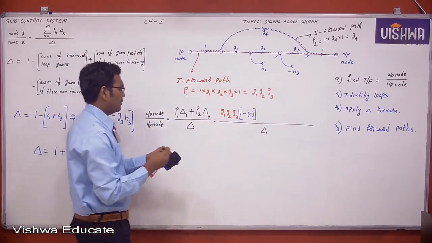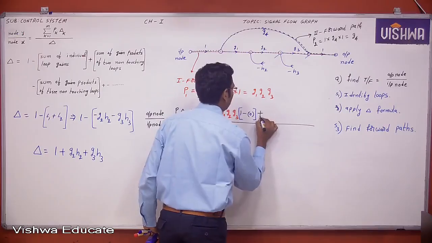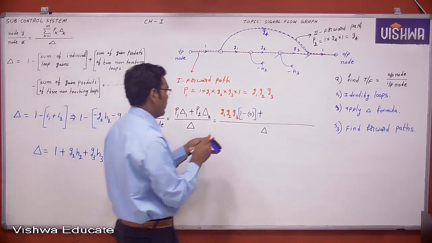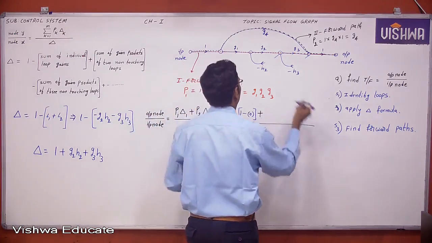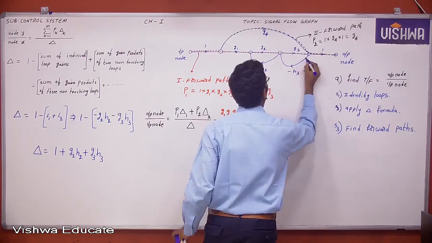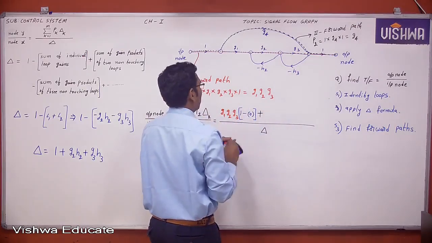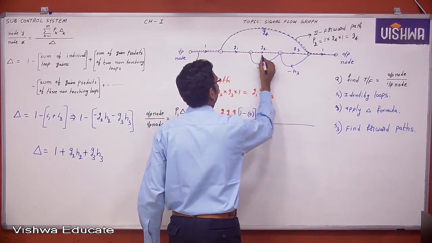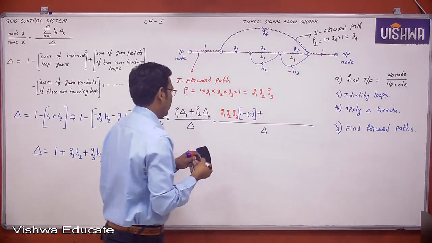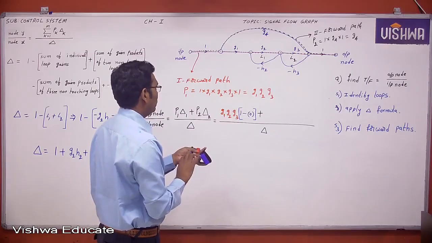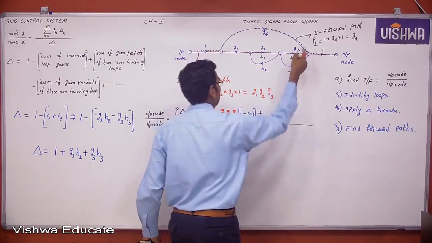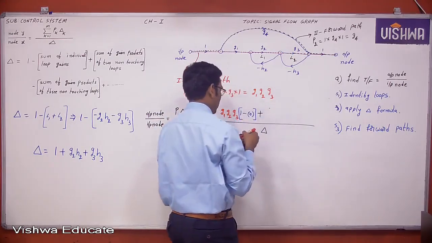Next, place P2. What is P2? Second forward path. Okay, now this is L1, this is L2. Now, the second forward path is, this is the second forward path, which is G4.